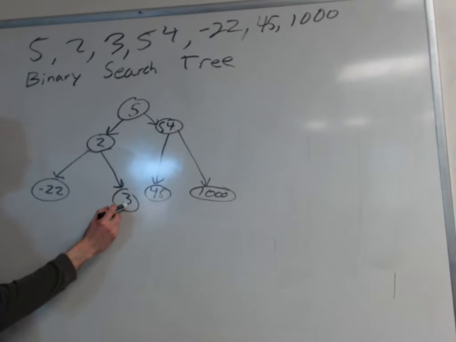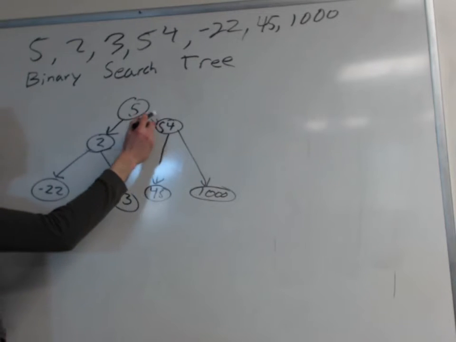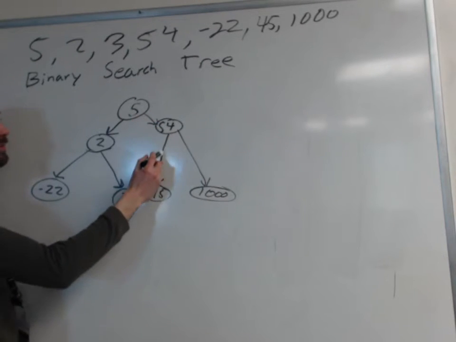Go to the left, nothing there. Go to the right, nothing there. You visit all the children. Go back to 2. You visit all the children. Go to 5. You visited the left child. Go to the right child, 54.